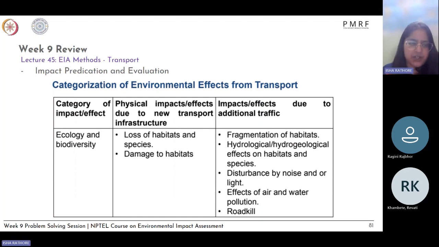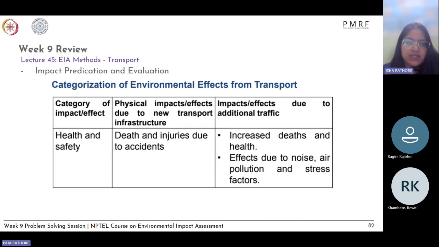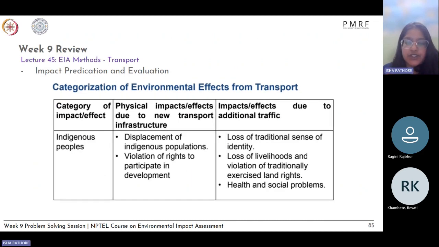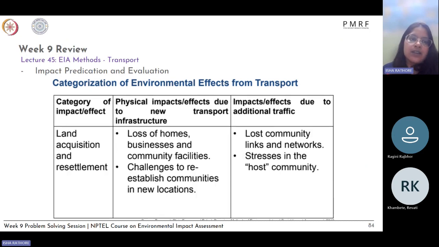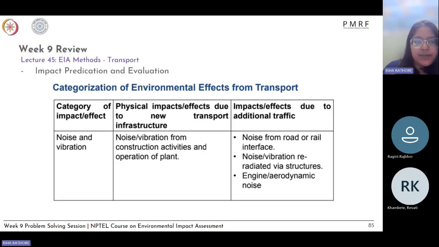Whether there's a loss of biodiversity or ecological ecosystems which are being affected, whether associated impacts or effects could include effects of air and water pollution, disturbance by noise and light, fragmentation of habitats, which we would have seen if a straight line comes in. You see the edge effects which happen because of the new development. So all of this: health and safety, indigenous people or vulnerable groups. So all of these effects we discussed.